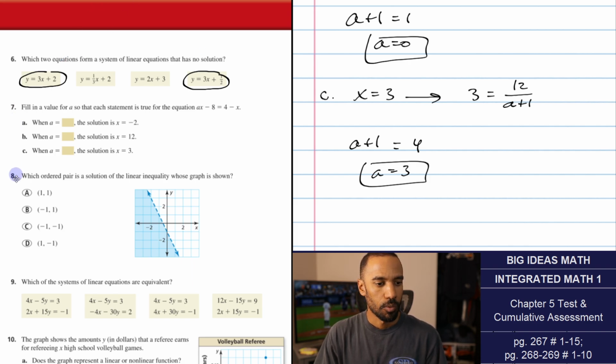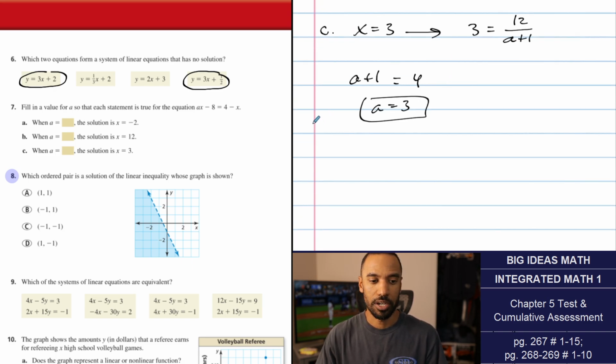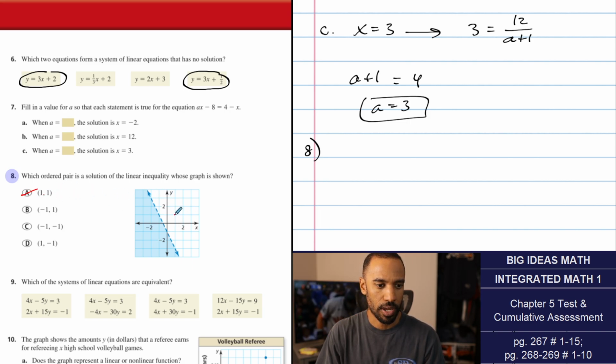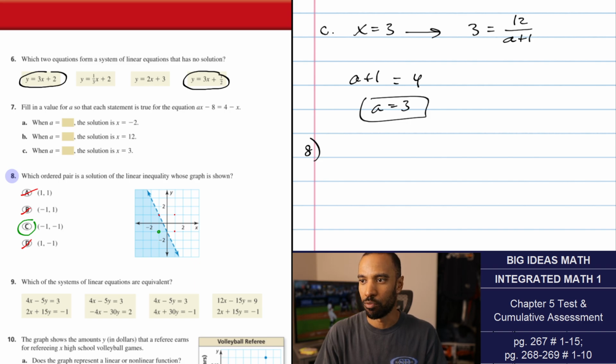Number 8, which ordered pair is a solution of the linear inequality whose graph is shown? It said which of them is, so it sounds like there's only one answer. A, 1, 1 is a no-go. Let me cross out the A. You can tell that point's right here. -1, 1 is on the dashed line. That is also a no-go. If it was a solid line, sure. -1, -1 looks good, so I'm going to go ahead and qualify that one. It's probably the only one. And then 1, -1, yeah, that's also a no-go. So it's going to be C, -1, -1 is the solution to that.